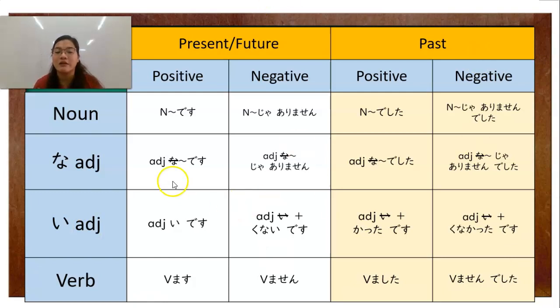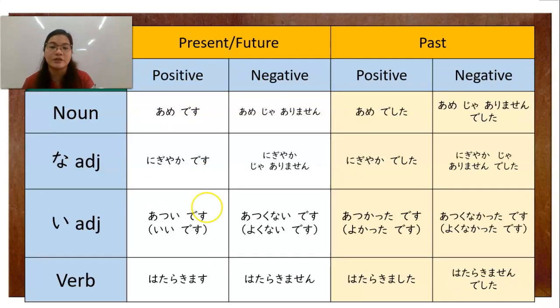Okay, so this is just a review for our past lesson in the different conjugation of noun, adjective, and verbs. Here's an example of the different usage of that. Noun, positive, ame desu. Negative, ame ja arimasen. Past positive, ame deshita. And negative is ame ja arimasen deshita.